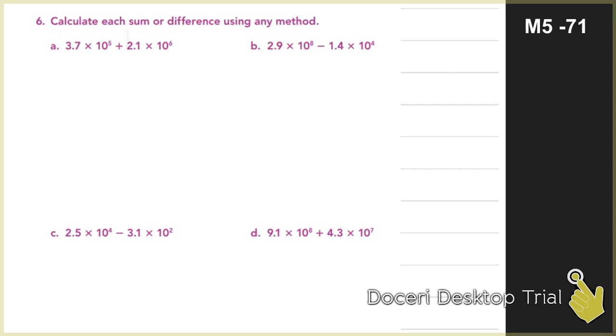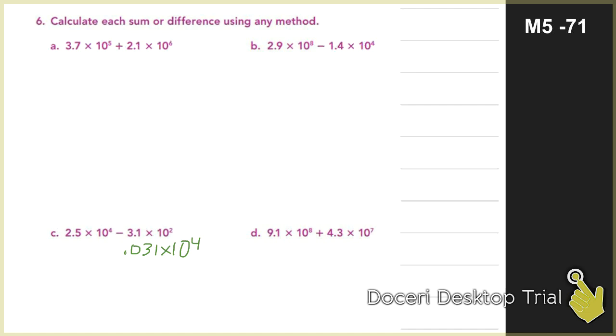All right, hopefully you've had a chance to work through letter C and D. So on C, we have 10 to the fourth and 10 to the second. So I know right away I'm going to need to change my characteristic before I can do any kind of solving. So I'm going to go ahead and convert the 3 and 1/10 times 10 to the second. I'm going to change that to 10 to the fourth. So this would then become 31 thousandths times 10 to the fourth. And now I have something that I can solve because I've got 2.5 times 10 to the fourth minus 31 thousandths times 10 to the fourth.